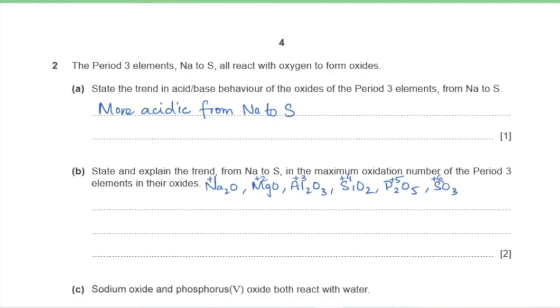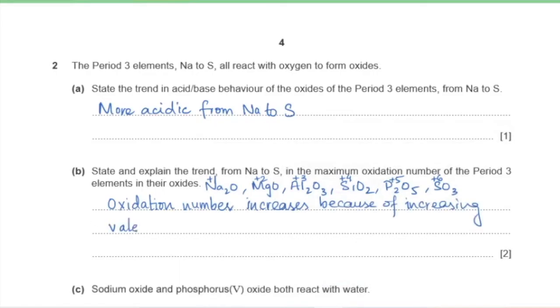And the reason behind that is because of the increasing number of valence electrons from sodium to sulfur. So oxidation number, or oxidation state, oxidation number increases because of increasing valence electrons.